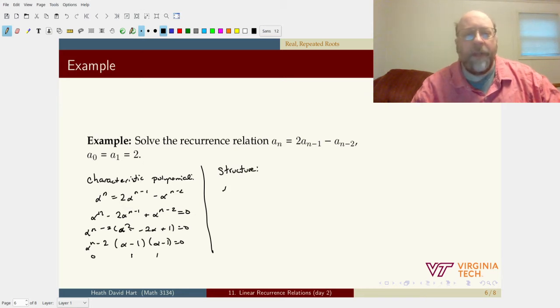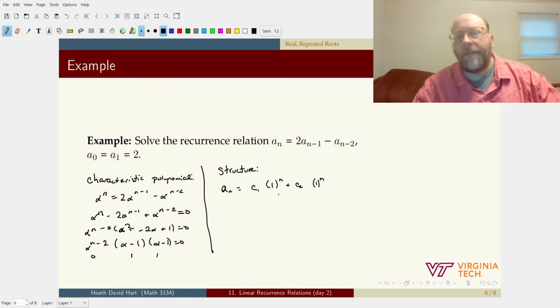And so my structure normally would be that a sub n is equal to c1 times 1 to the n plus c2 times 1 to the n. But these terms are identical, so there's no way to distinguish c1 and c2. That's going to create a problem with linear independence if we try to solve this system. And so we put an extra n right here.